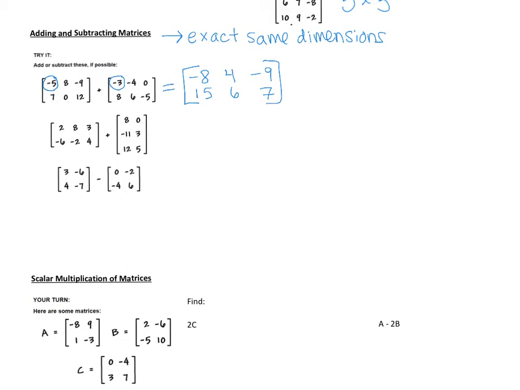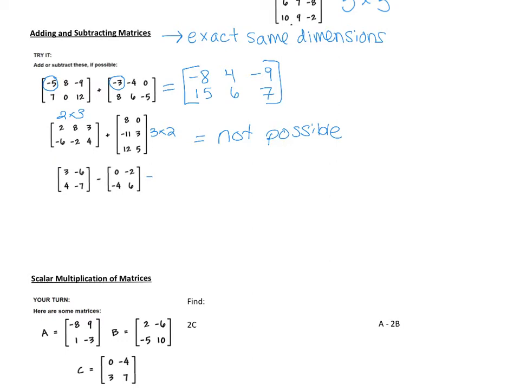Now, in the second one, it looks like the matrices are a similar dimension, but they're actually opposite dimensions. The first matrix is a 2 by 3. The second matrix is a 3 by 2. Therefore, it is not possible to add these. So we cannot add these two matrices together.